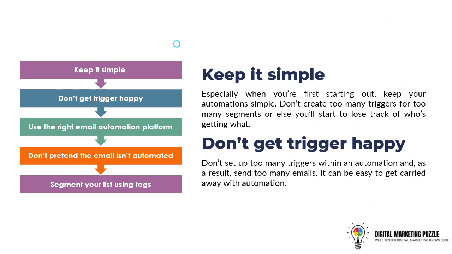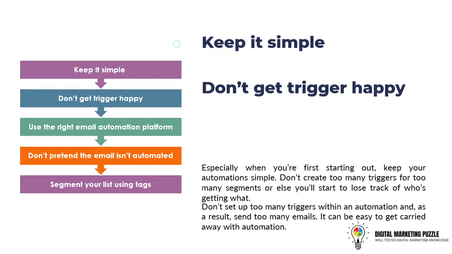Don't get trigger happy. Don't set up too many triggers within an automation and, as a result, send too many emails. It can be easy to get carried away with automation. You may be tempted to create a trigger for every conceivable action your audience may take. Map it out so that no matter what your contact does, or whatever actions they take, they won't receive more than about 4 emails a week.